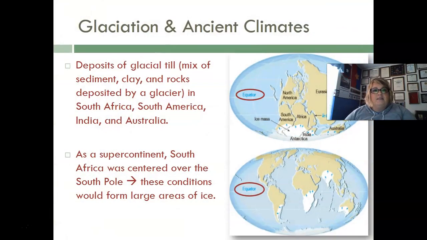So it's deposits of the glacial till, which is your mix of sediment, clay, rocks, anything that's deposited by the glacier. Okay? As a supercontinent, South Africa was centered over the South Pole. That's why South Africa has such a ginormous portion that has this deposit.